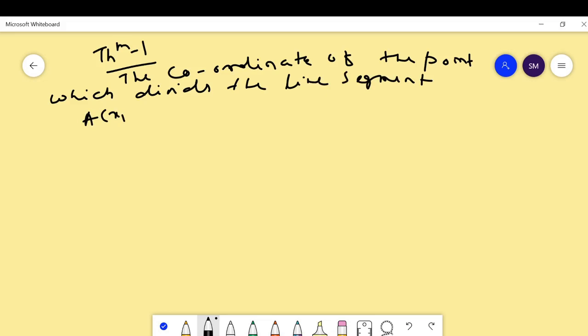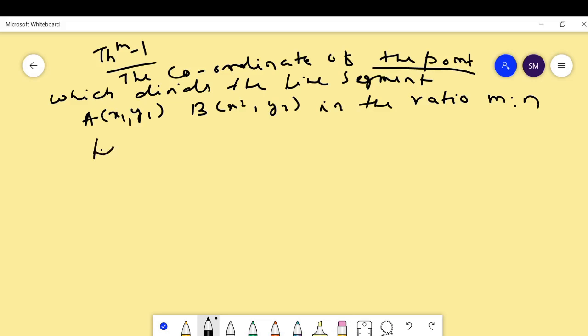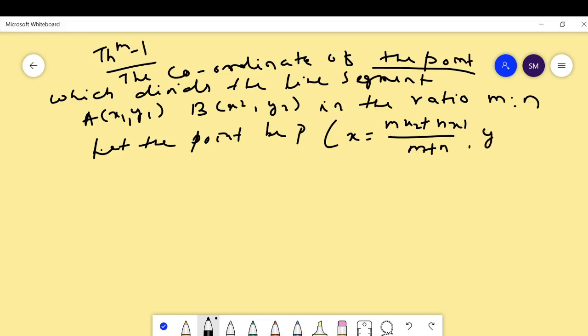of point A with coordinates x1, y1 and B with coordinates x2, y2 in the ratio m is to n, then the point has the coordinates. Let the point be P, then the coordinates of the point P are x equal to mx2 plus nx1 upon m plus n, and y is equal to my2 plus ny1 upon m plus n.